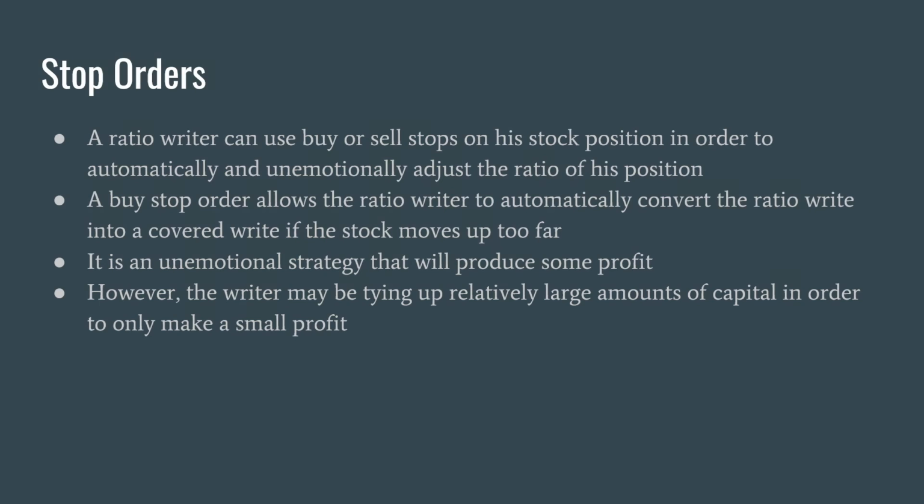The final defensive action we're going to talk about is stop orders. A ratio writer can use buy or sell stops on his stock position in order to automatically and unemotionally adjust the ratio of his position. This type of defensive strategy is not an aggressive one and will provide some profits unless there are rapid changes in the underlying stock. A buy stop order allows the ratio writer to automatically convert the ratio write into a covered write if the stock moves up too far.